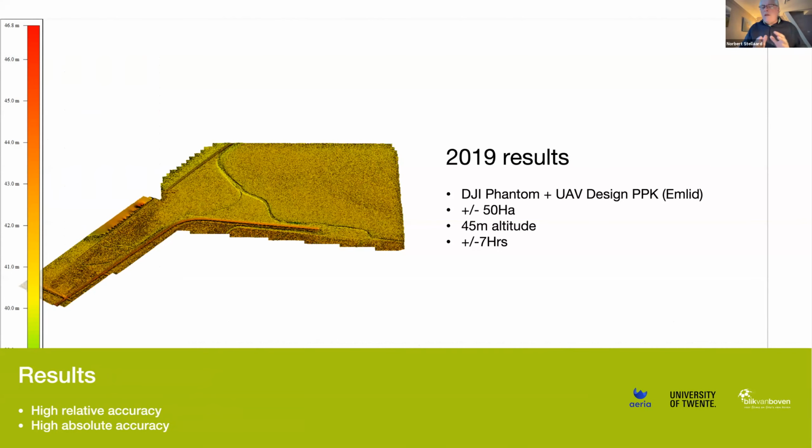To show you a little bit of what it brought us, this is one of the results when we started in 2019. We took a Phantom with us and modified it with a UAV-designed PPK unit from Marlyn. On this area, we were able to fly about 50 hectares. We were flying at 45 meters altitude, but we needed about 7 hours for that. And the low tide, as I mentioned, is just 4 hours.